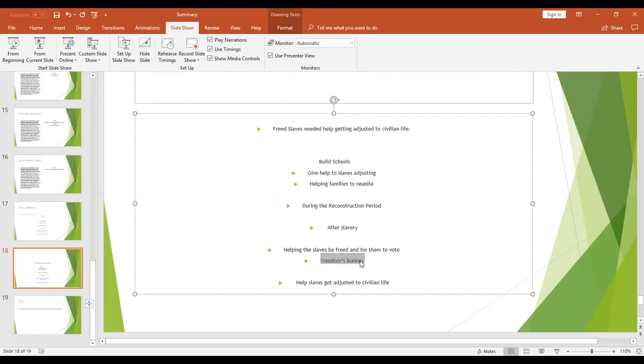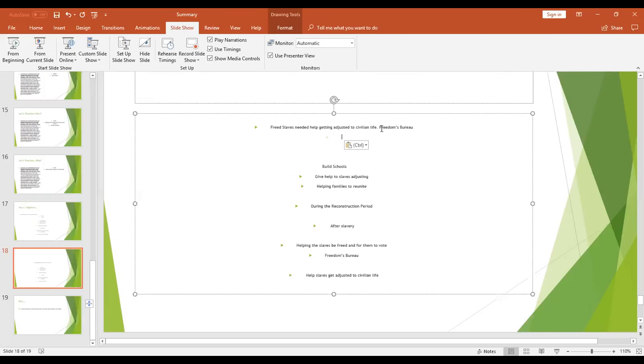Okay, so the Freedmen's Bureau, so we'll copy that. The Freedmen's Bureau, I know it got smaller. I'm going to make this bigger in a second. The Freedmen's Bureau was around to help newly freed slaves with medical, we talked about medical attention, right?